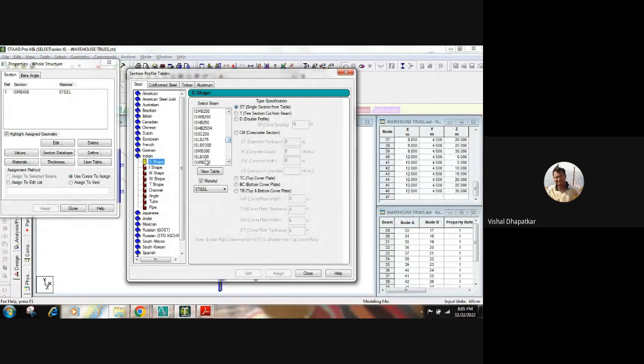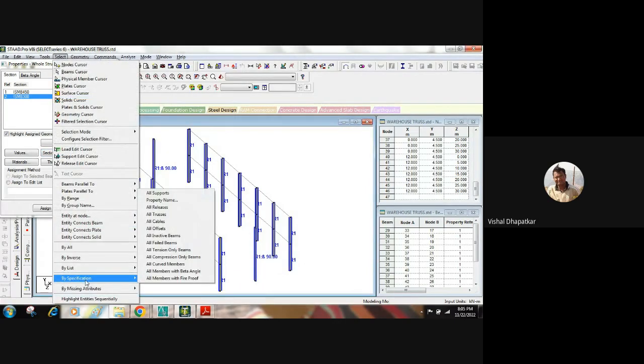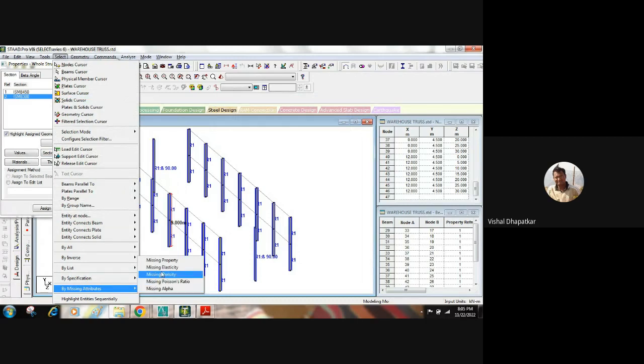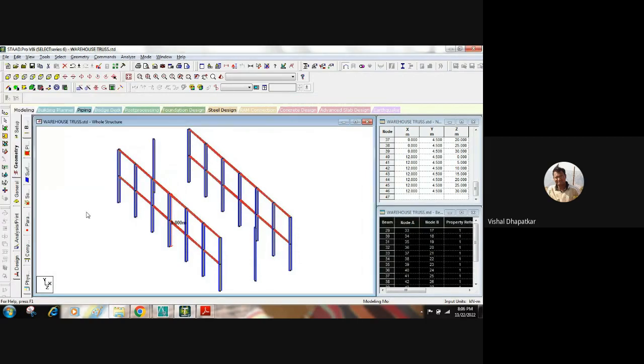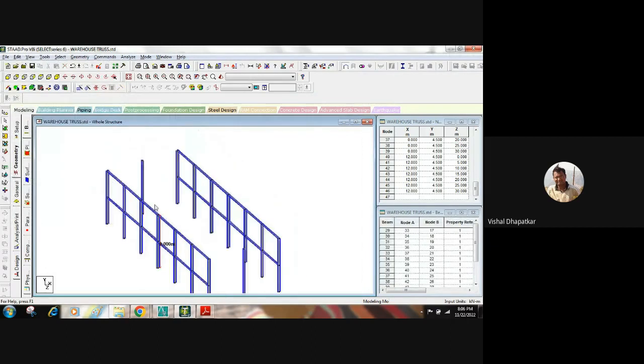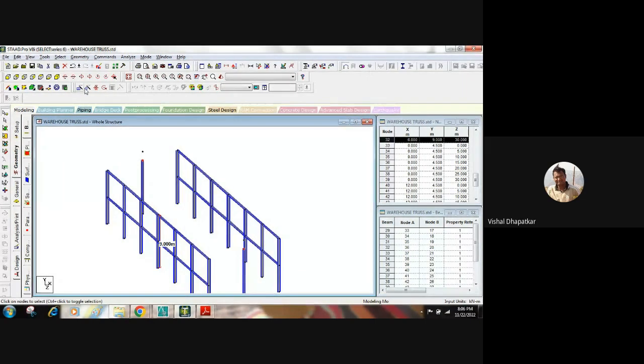And select the section size of MB300. And we'll just add a rafter also. So we have a rafter at 1.5 meters from this distance.